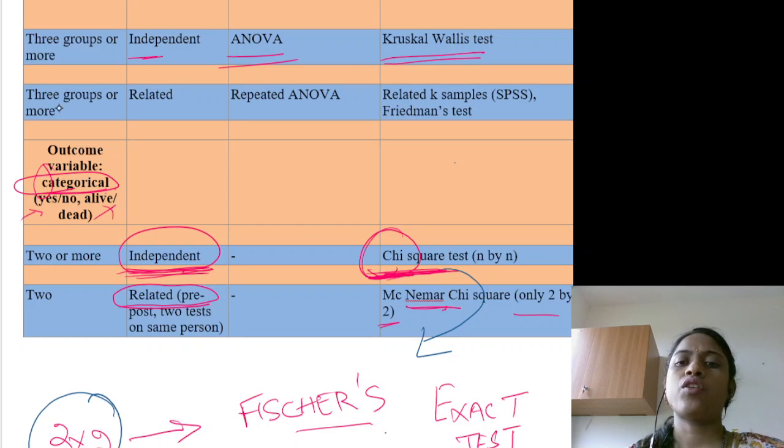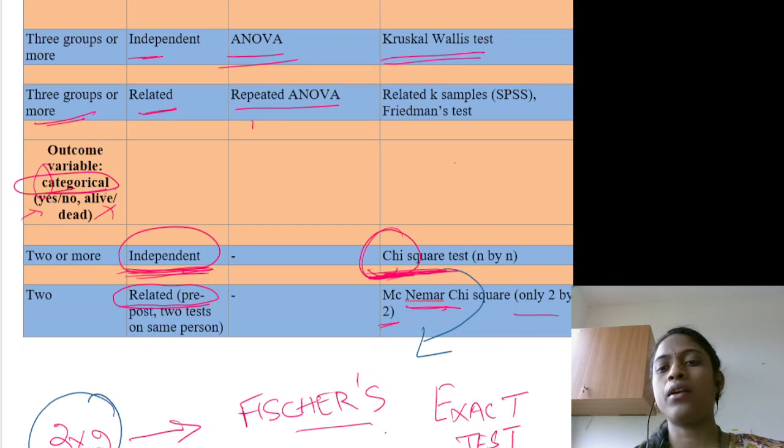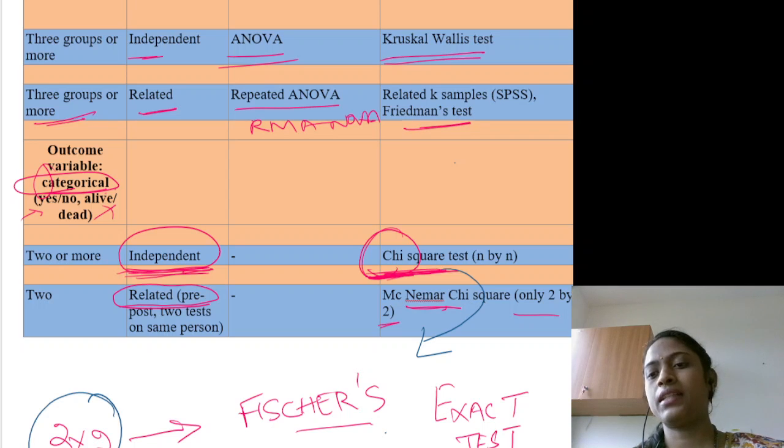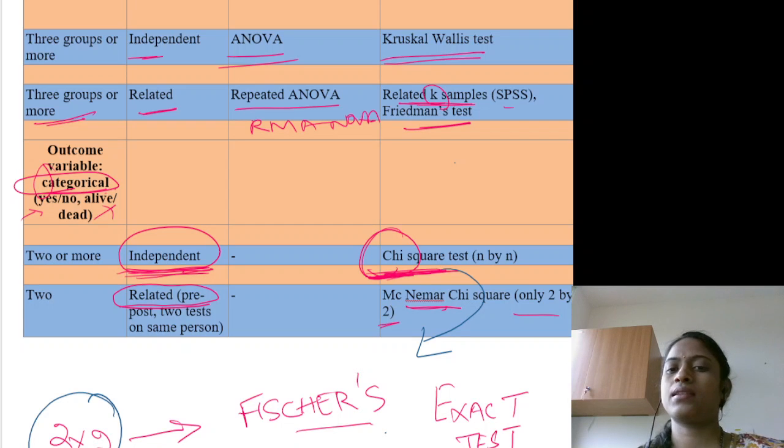For 3 or more groups and related groups, we'll use RM ANOVA, repeated measures ANOVA, if the assumptions are satisfied. If the assumptions are not satisfied, the corresponding non-parametric test will be Friedman test. In SPSS, it is known as related K sample test, with K being the number of samples, number of groups.